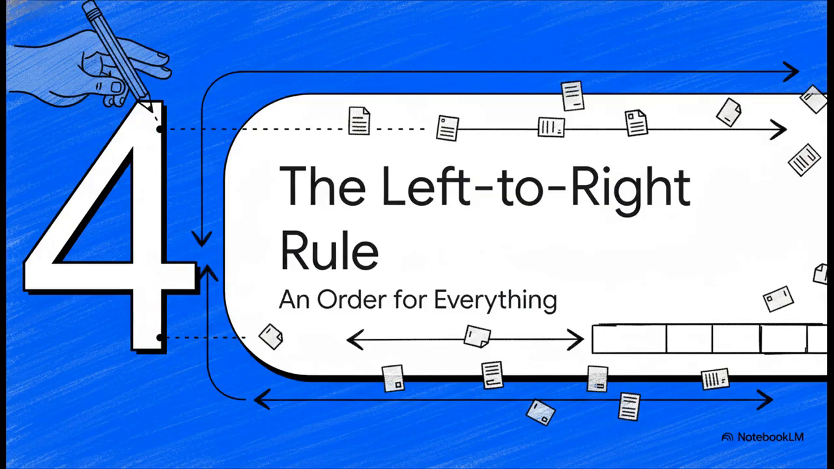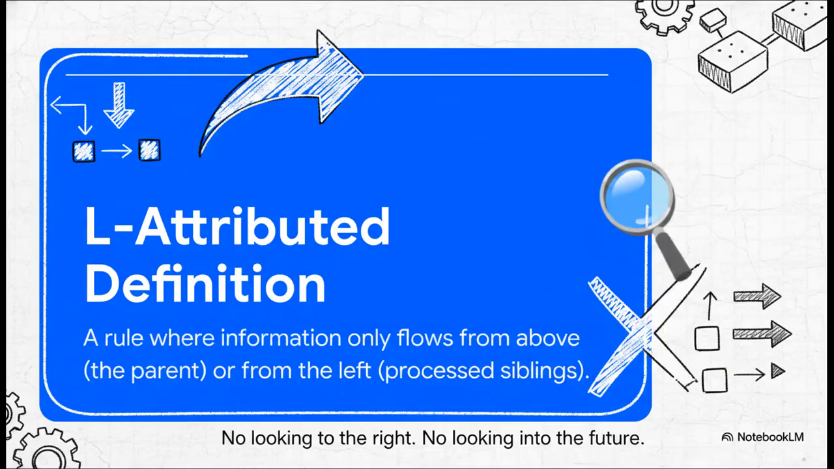Okay, this brings us to a really crucial point. For this entire system to work smoothly, there has to be a simple, predictable order for how all this information flows. You can't just have notes being passed around randomly. And this gets us to the core idea of our entire explainer, a beautifully simple rule known as an L-attributed definition. The L here just stands for left, and all it means is this.